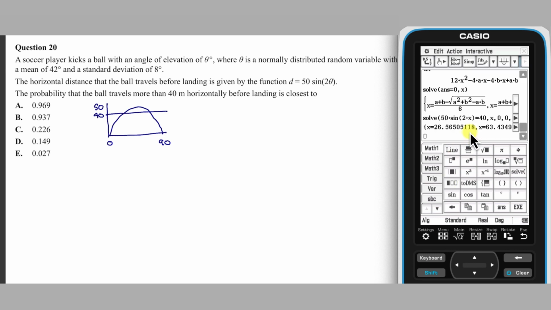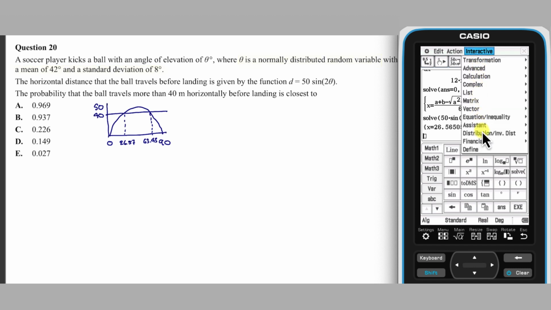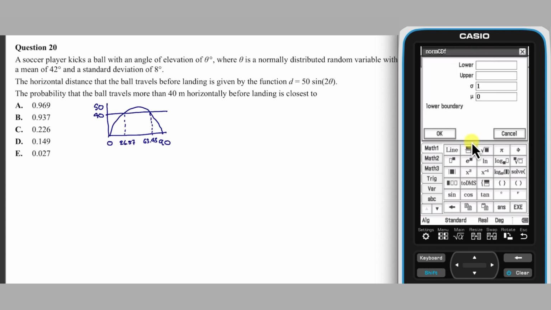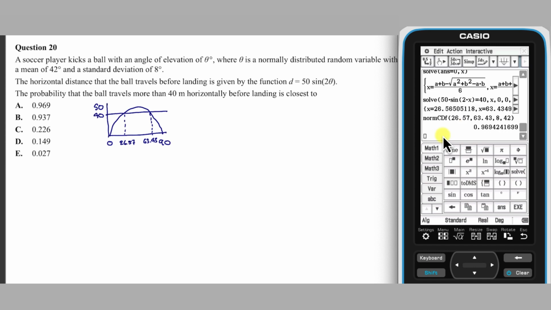Now we know that the theta values required are between 26.57 degrees and 63.43 degrees, we can use the normal distribution that models theta to find the probability of such values. Calling up from the interactive menu the distribution option, choose continuous and the norm CDF. Enter as the lower and upper the bounds on theta found previously, and enter the sigma and mu values provided. Tapping OK, we see the probability is closest to answer A.